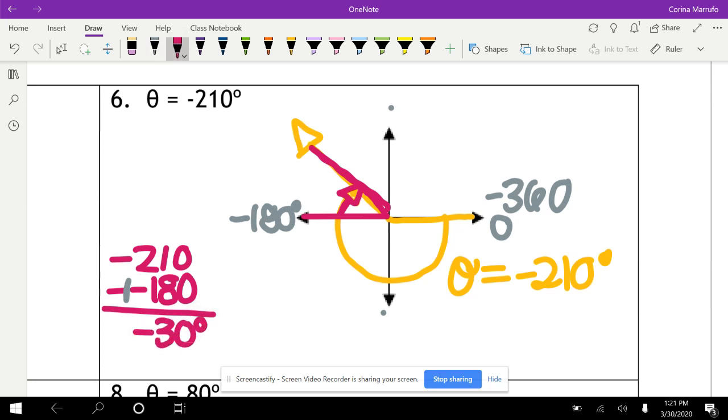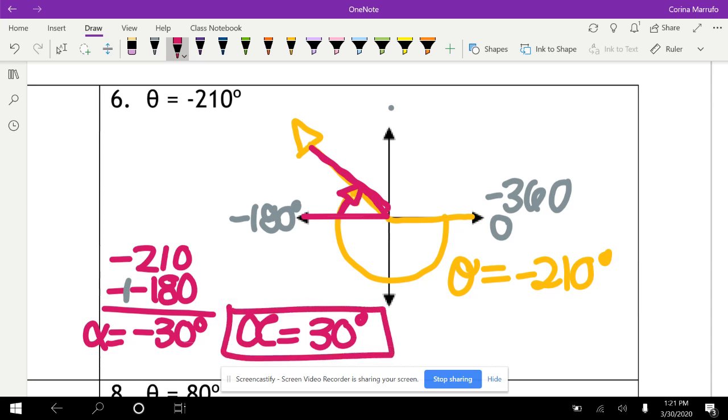Now our reference angle cannot be a negative number, so I'm actually going to take that off. And the measure, they just want how many degrees that is. They don't care about the direction. So it does have to be positive. It cannot be that negative number. So you're going to do alpha equals 30 degrees.